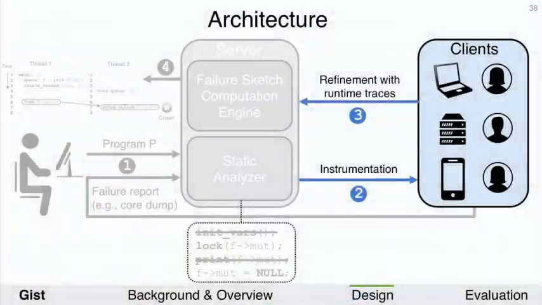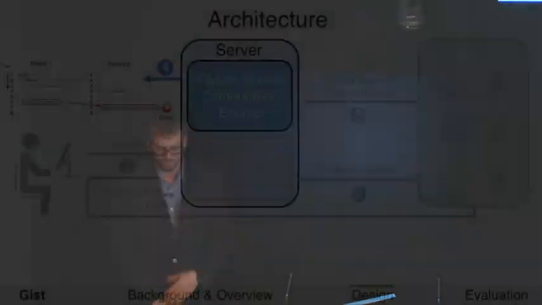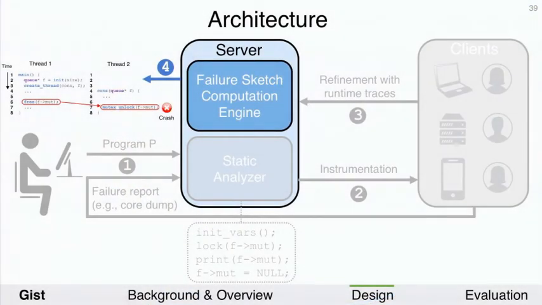All right, so we saw how GIST performs control flow and data value tracking to refine the slices. Let's look at how it monitors multiple user executions to determine the key differences among them to isolate the root causes of failures.